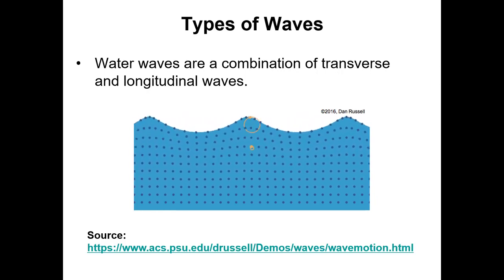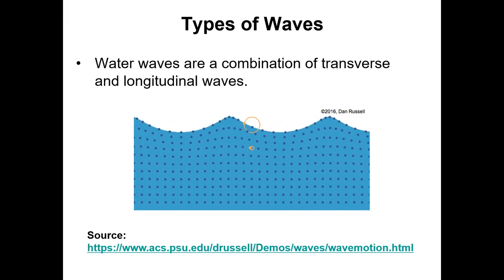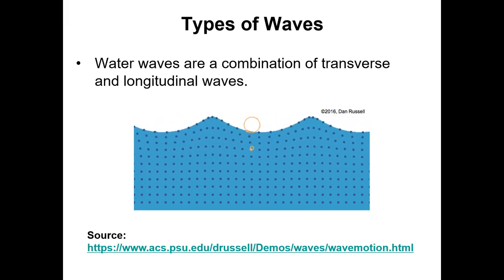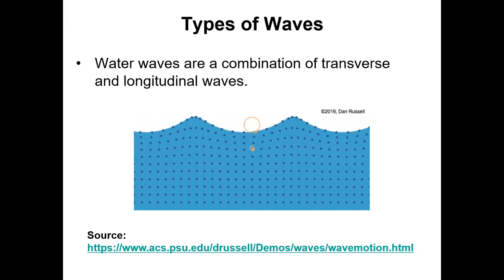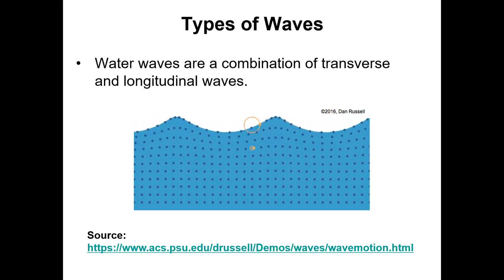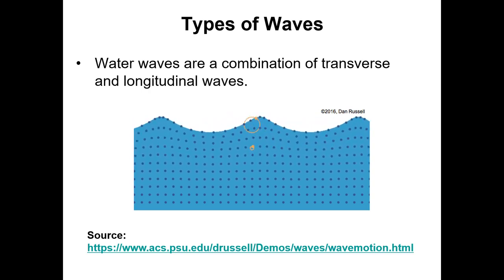You have a wave moving to the right? The peaks are moving to the right. However, the individual particles, they're making little circles. I mean, how do you make a circle? You go to the left.